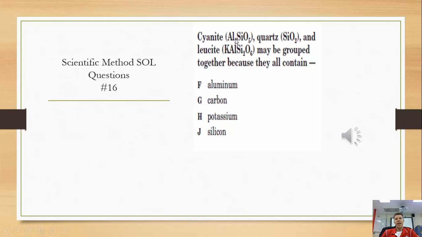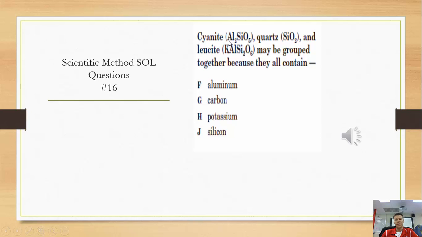Syenite, which is Al2SiO5, quartz, which is SiO2, and leucite, which is KAlSi2O6. May be grouped together because they all contain, what do they all have in common? Well, they all have oxygen in common. Let's check. Aluminum, carbon, potassium, silicon, so that's not it.